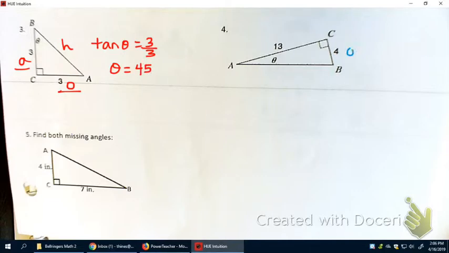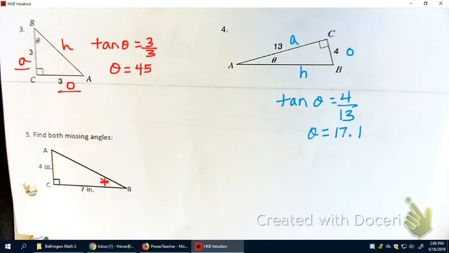Let's look at number 4. If we label it, this one's O, this one's A, and H. Looks like we use tangent again. So tangent of the angle equals 4/13. You have to make sure that you put it in the right order, like you have to put the O first and then A. So in the calculator, you're going to put tangent to the -1 of 4 over 13. And we get 17.1.